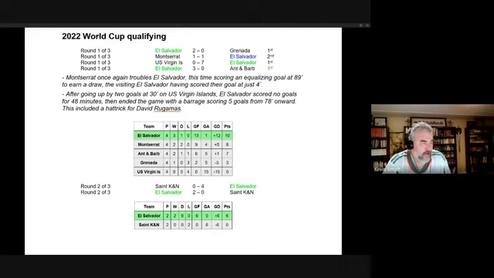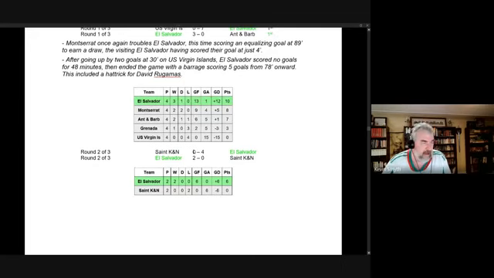Anyway, they finished first in that group ahead of Montserrat, and they went on to round 2 of 3, where they played St. Kitts and Nevis in a knockout, and basically they won both games and therefore qualified for the CONCACAF 8-team final round. And there we have it.